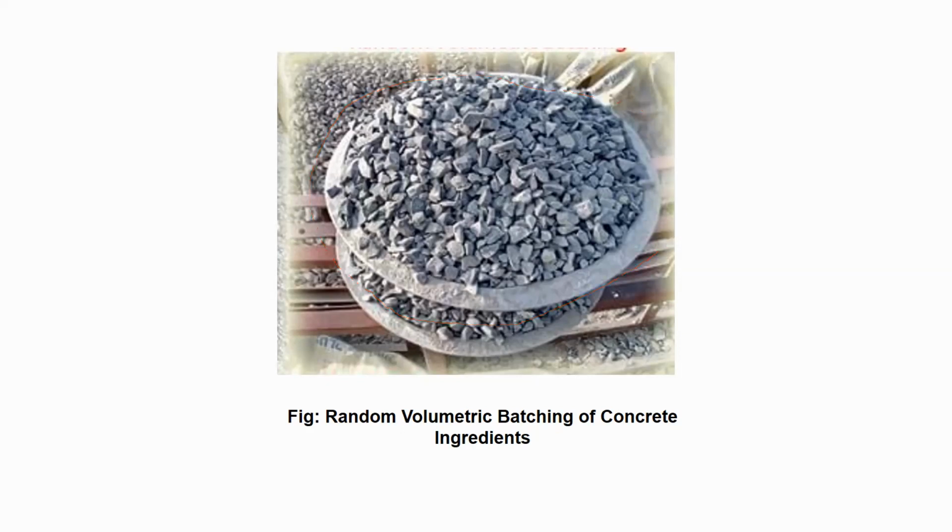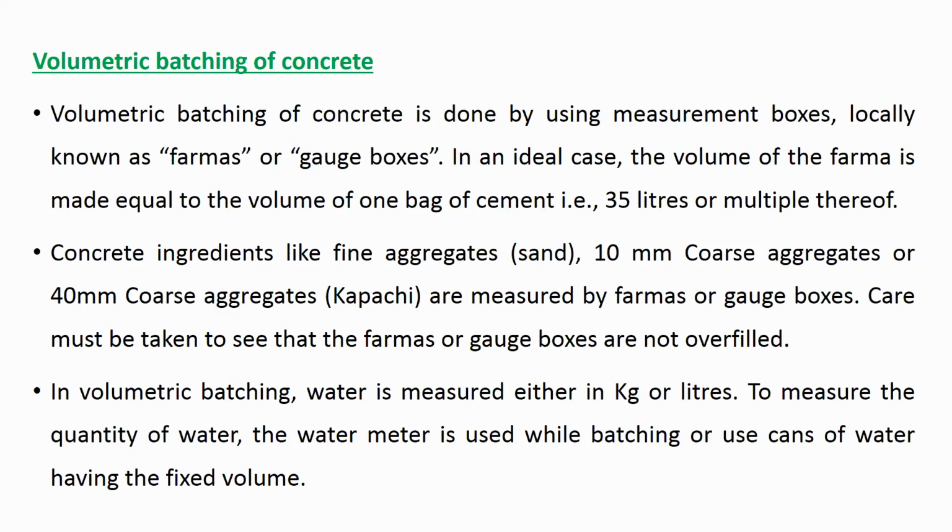So next is volumetric batching, or proper volumetric batching. In volumetric batching, concrete is made using measurement boxes, locally known as pharmas or gauge boxes. In proper volumetric batching, you are not using gamels here, you are using pharmas. In an ideal case, the volume of the pharma is made equal to the volume of one bag of cement, that is 35 liters, or multiples thereof.